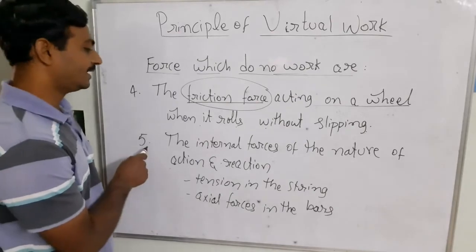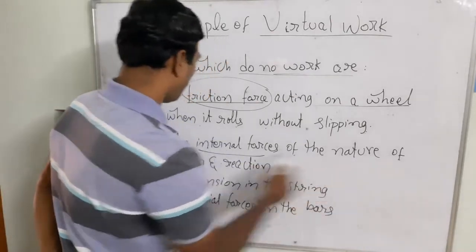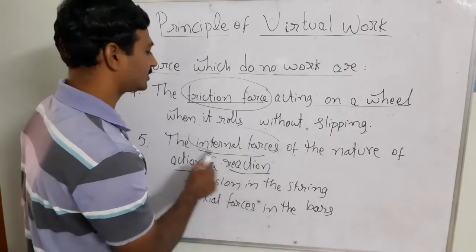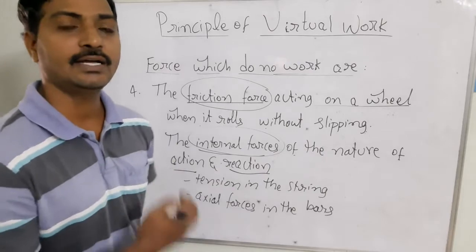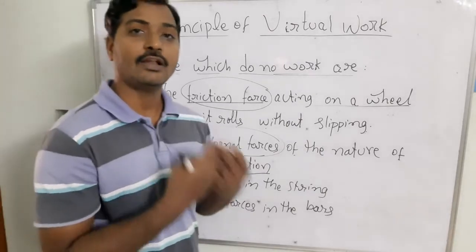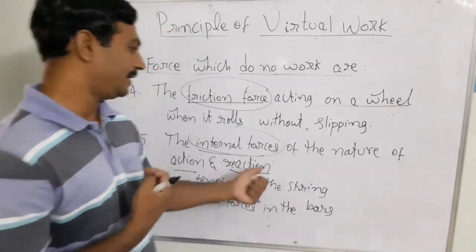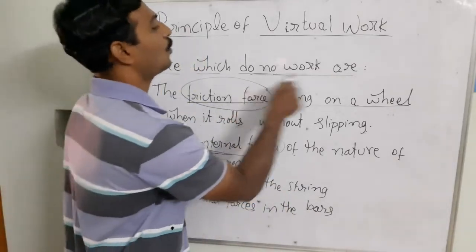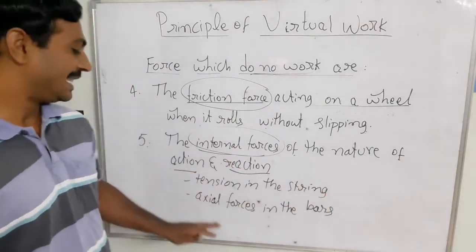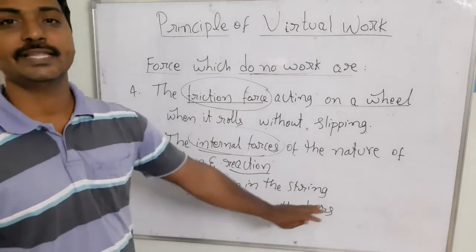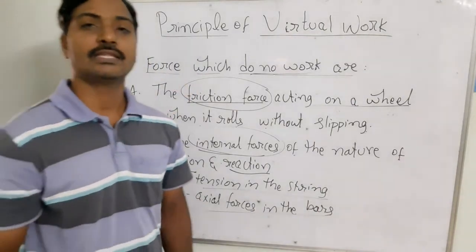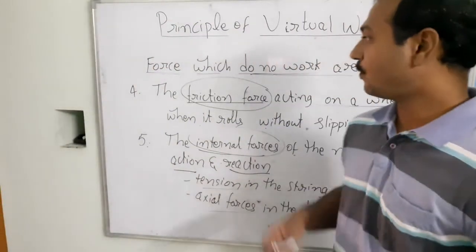The fifth point is the internal forces, of the nature of action as well as reaction. In this case, the internal forces of the members, as we have already seen in trusses, which are structures where we find the internal forces of the members, generate no work. Examples are the tension in a string and the axial forces in bars. Because of these tensions or axial forces in the bars, no work is generated on that body.